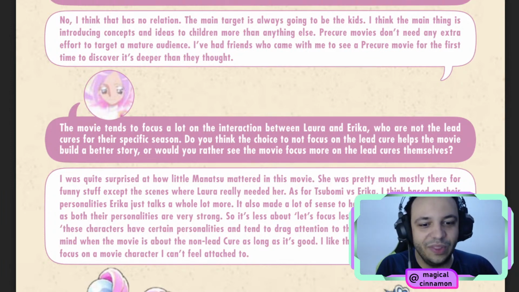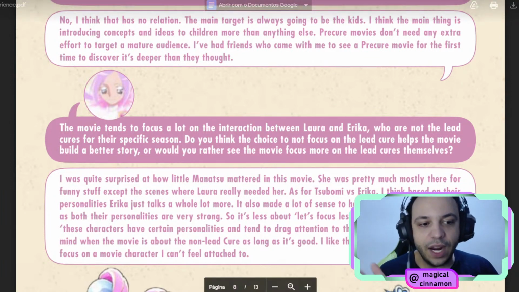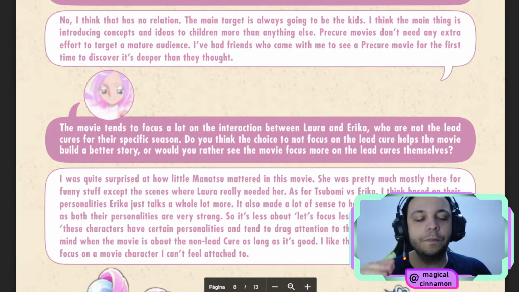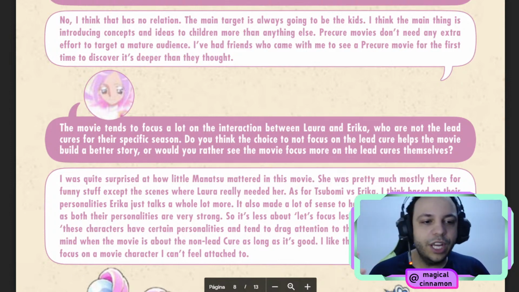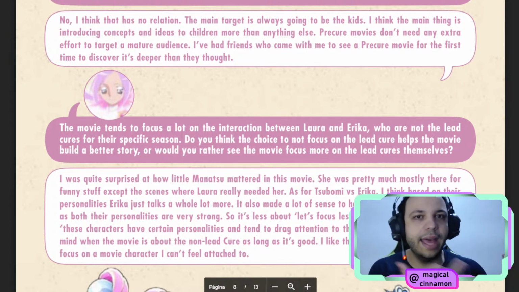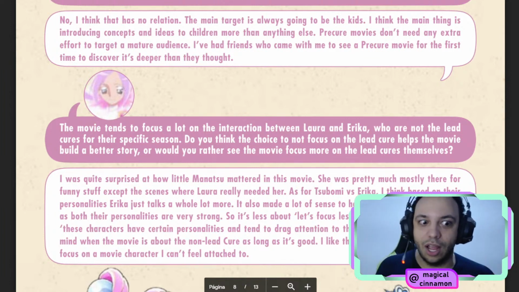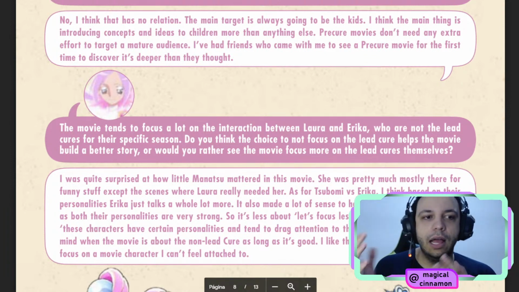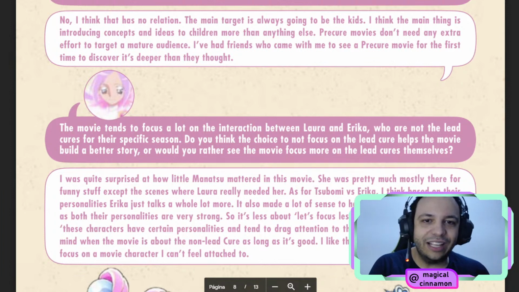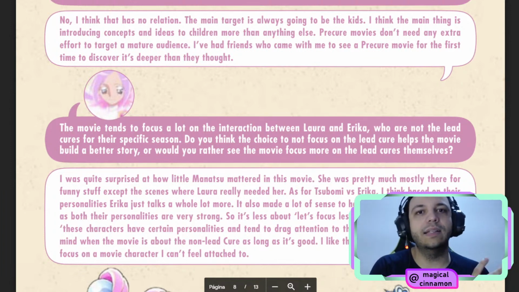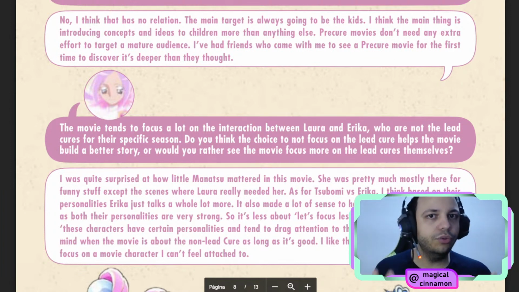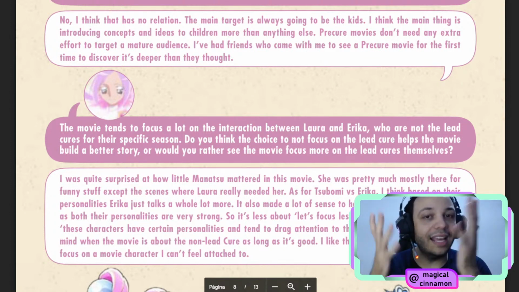So I find this very interesting because I think it was in the last live stream someone came in saying, "Oh, I wish PreCure would focus more on adults like Hartcatch did or Hugtto did," and I'm like, "No, they did not. They were focused on children." And like Milda said in this answer, there is no need for an extra effort to target a mature audience. Children can understand things. Children are intelligent and they can see things.